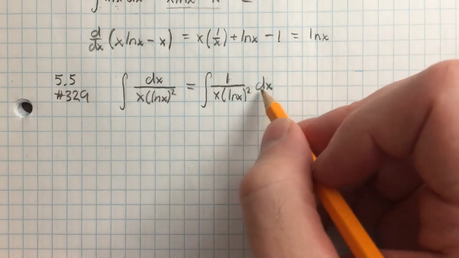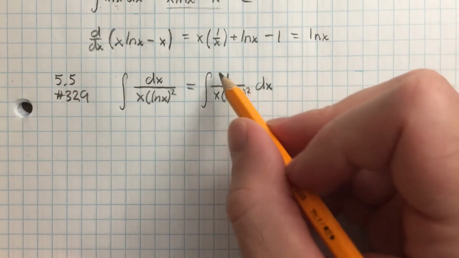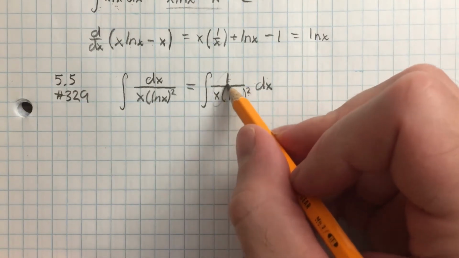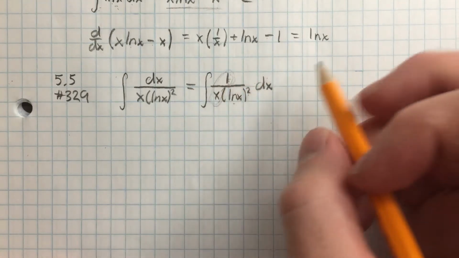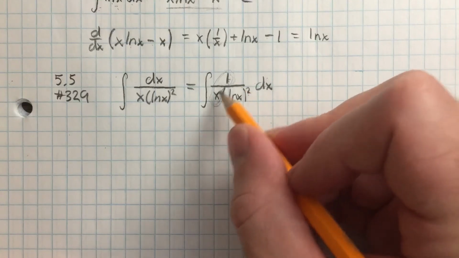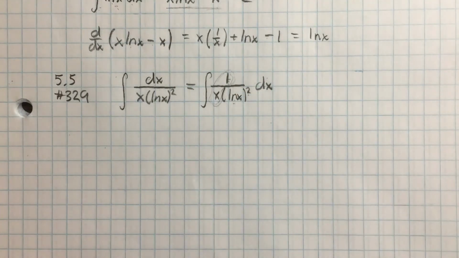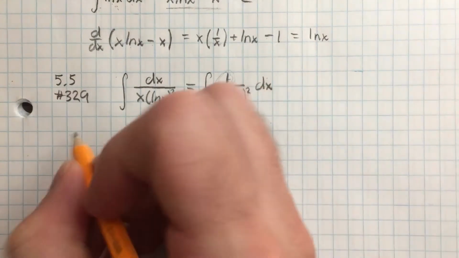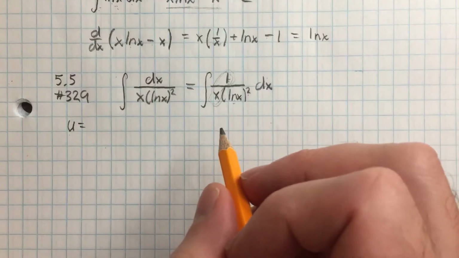So the reason I do that is so that I kind of see what I'm dealing with. I'm really dealing with a natural log function being squared here, and I'm dealing with what looks like a 1 on x function. Looks like a reciprocal function sitting here. And that's important because I know the derivative of natural log is 1 on x, and they're related to each other in that way.